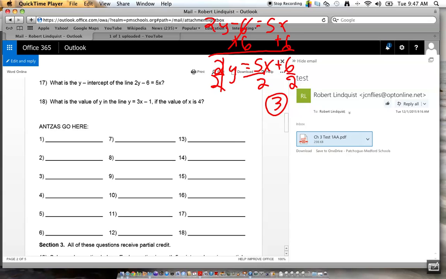And then number 18 to me was the acid test on how well a kid prepared. We didn't do many questions in class like number 18. Yet it's really, really easy. It says, what's the value of y in the line y equals 3x minus 5 if the x value is 4? All it means is, look, x is 4. Plug the 4 in, put it here. What's 3 times 4? And what's 12 minus 5? That's it.